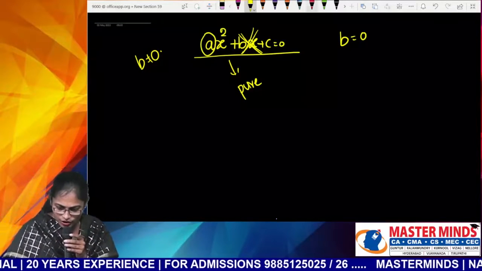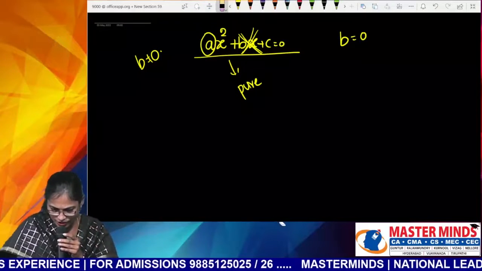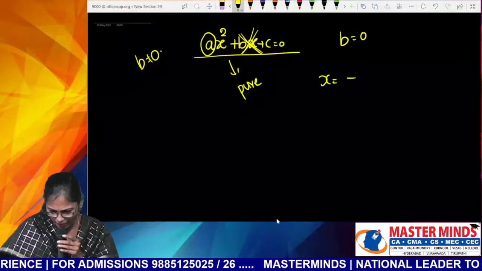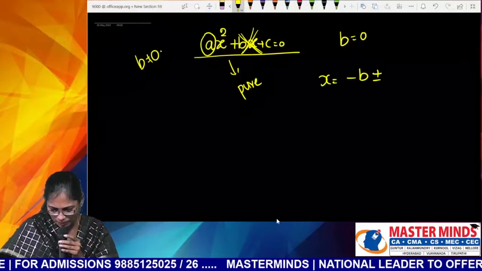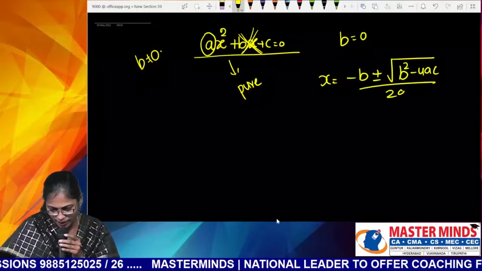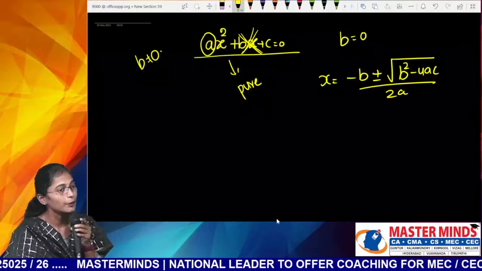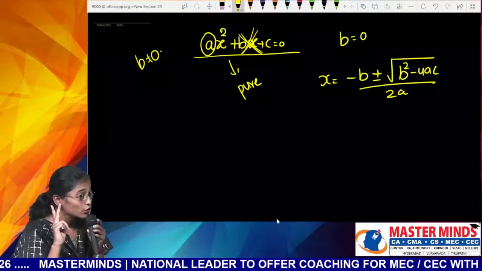May I know the roots of this quadratic equation? x equals minus b plus or minus square root of b square minus 4ac by 2a. So a quadratic equation will have at most how many roots? At most 2 roots. Please do remember that.